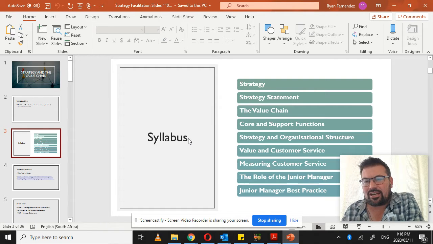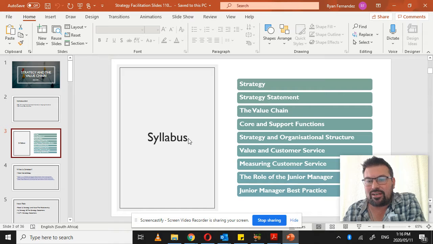Then we look at things like your core and support functions. So what are the most important things that create value in your business? And what are those things in your business that create value, even though they're not involved in the direct process or the direct production of a goods or service?